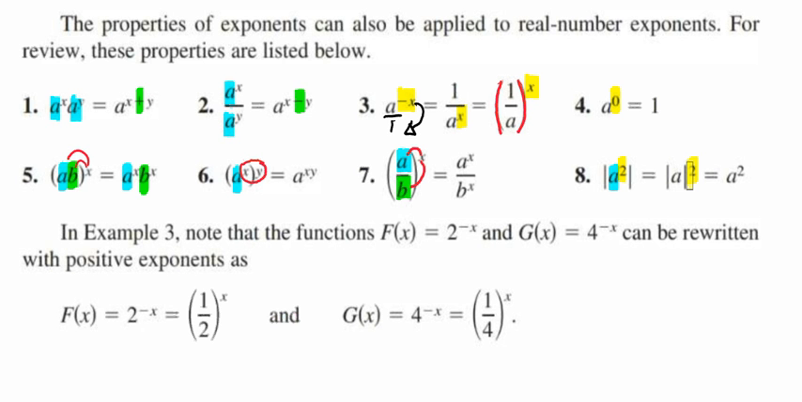Let's talk a little bit more about property number 3. So if I said that function f of x equaled 2 raised to the negative x, and that function g of x equaled 4 raised to the negative x, we could rewrite those, again, by having the 2 be over 1, moving the 2 down, and then taking the negative away from our exponent, giving us 1/2 raised to the x power. The same thing here with g. Notice that I'm simply moving the 4 down to the bottom and then taking the negative away from the exponent. And so that is how the properties of exponents are also able to be applied to real number exponents.